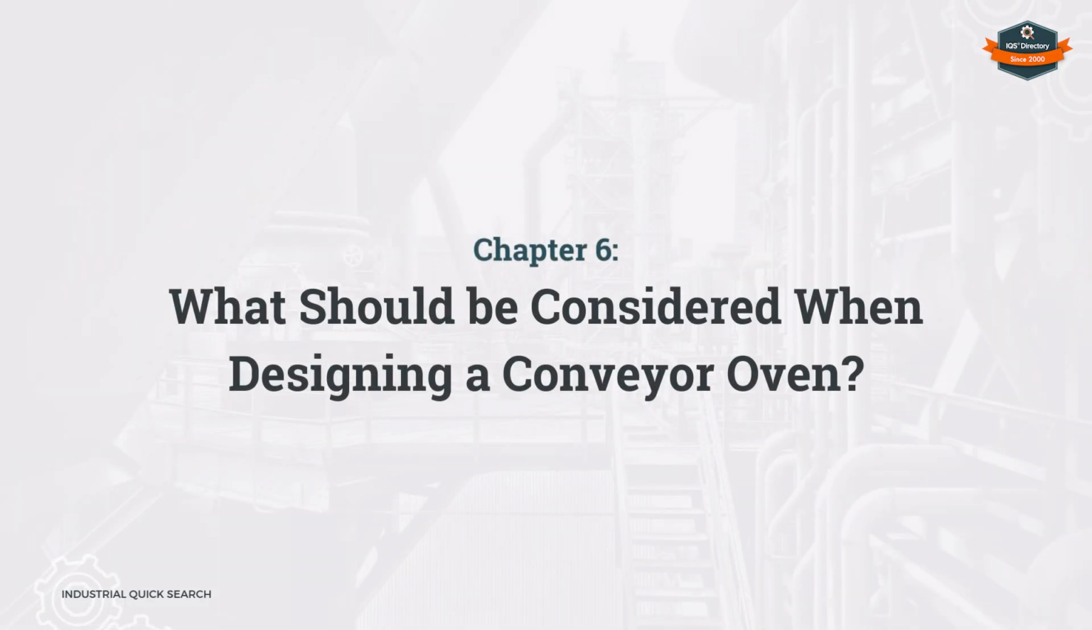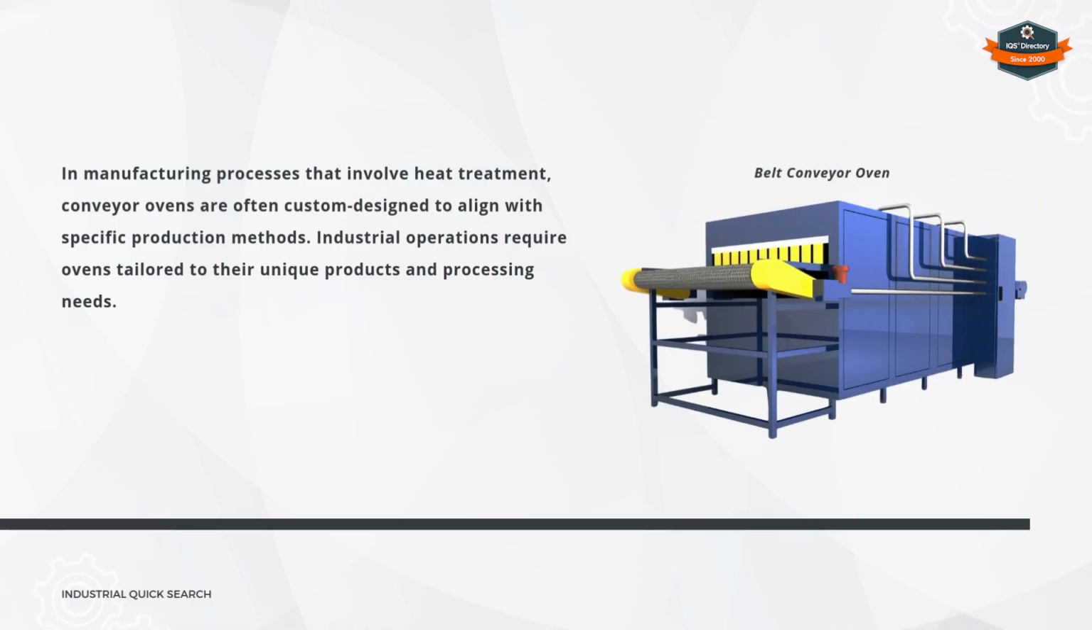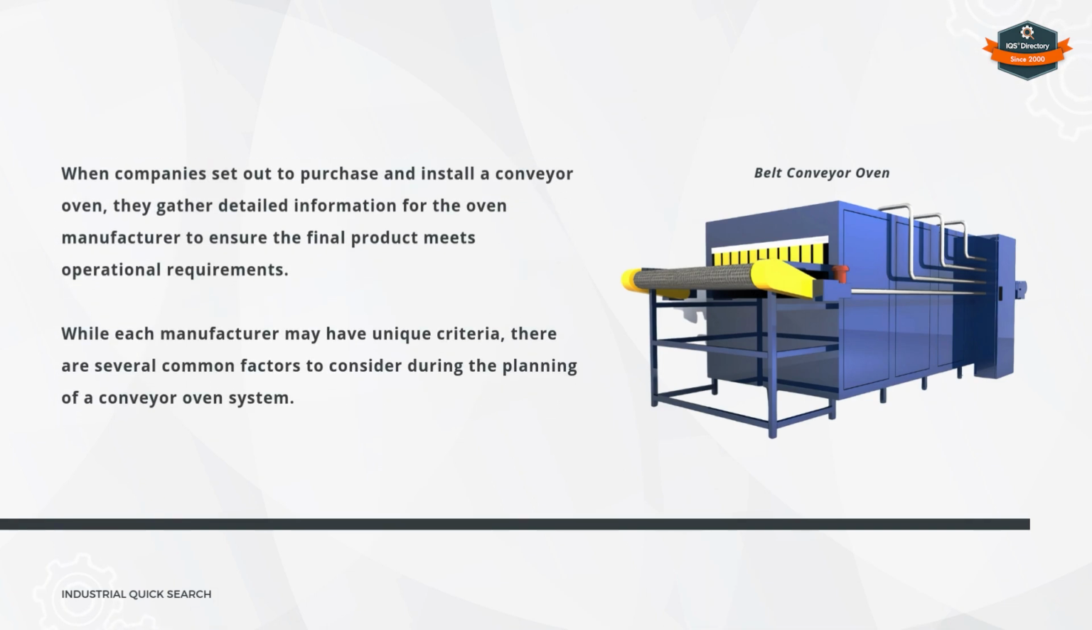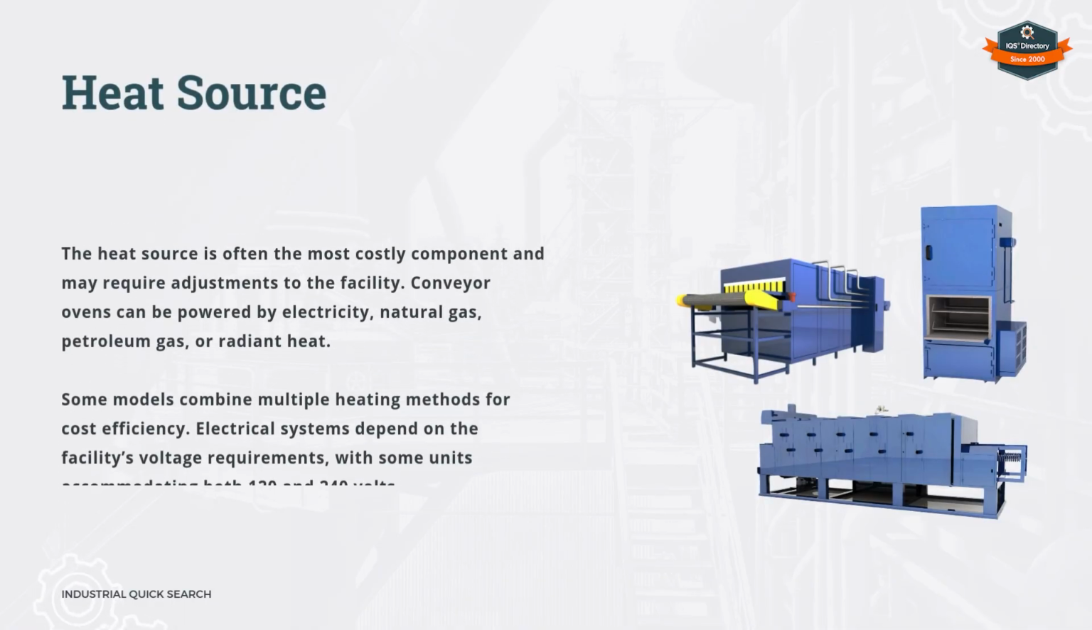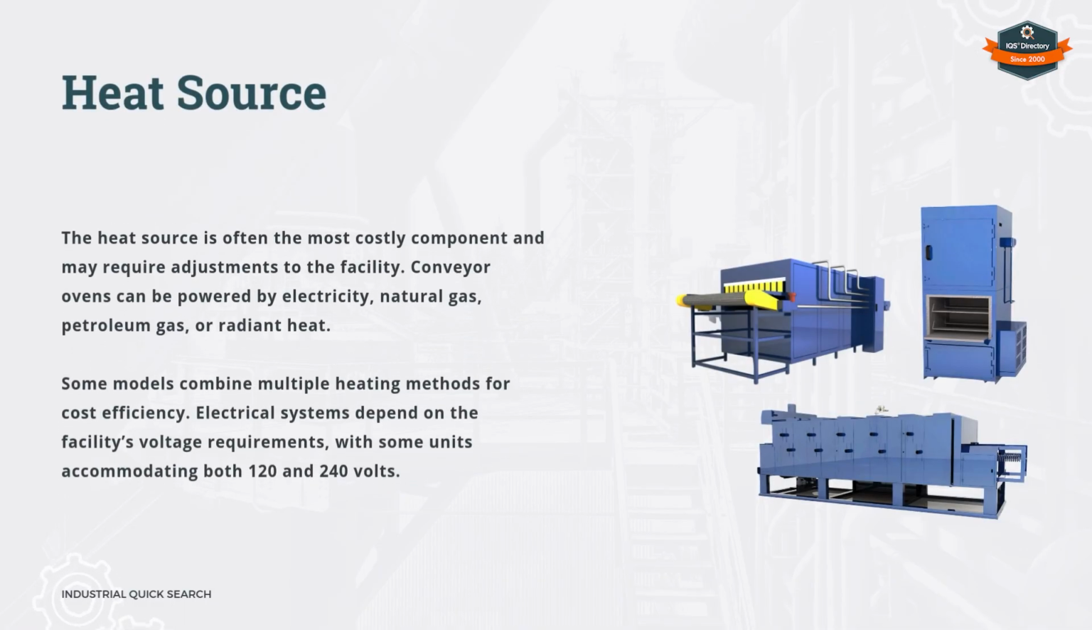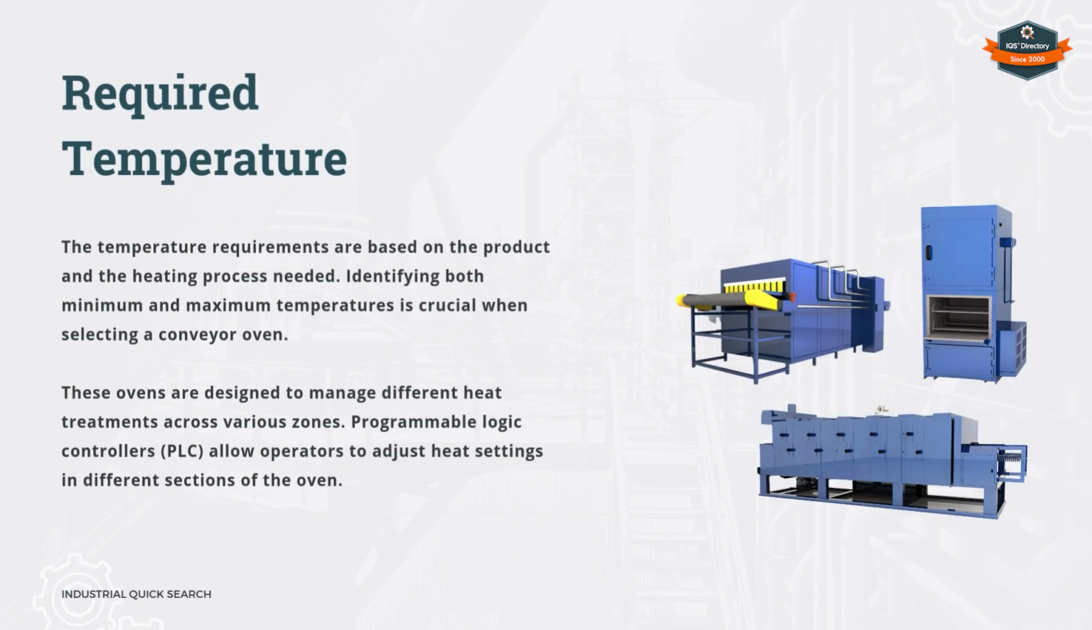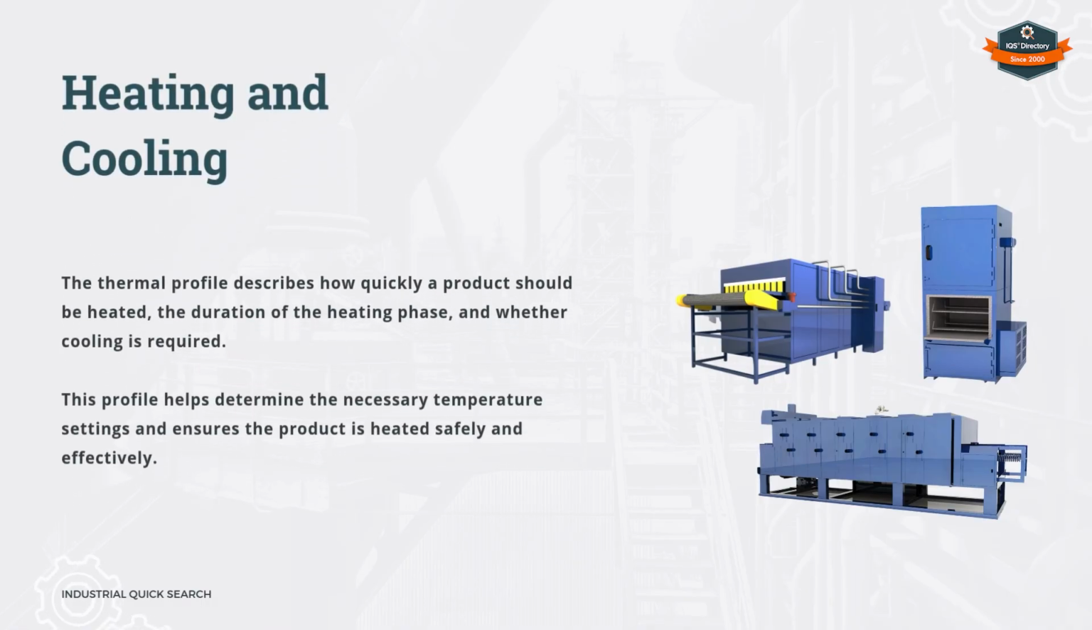Chapter 6. What should be considered when designing a conveyor oven? Type. Heat source. Required temperature. Heating and cooling.